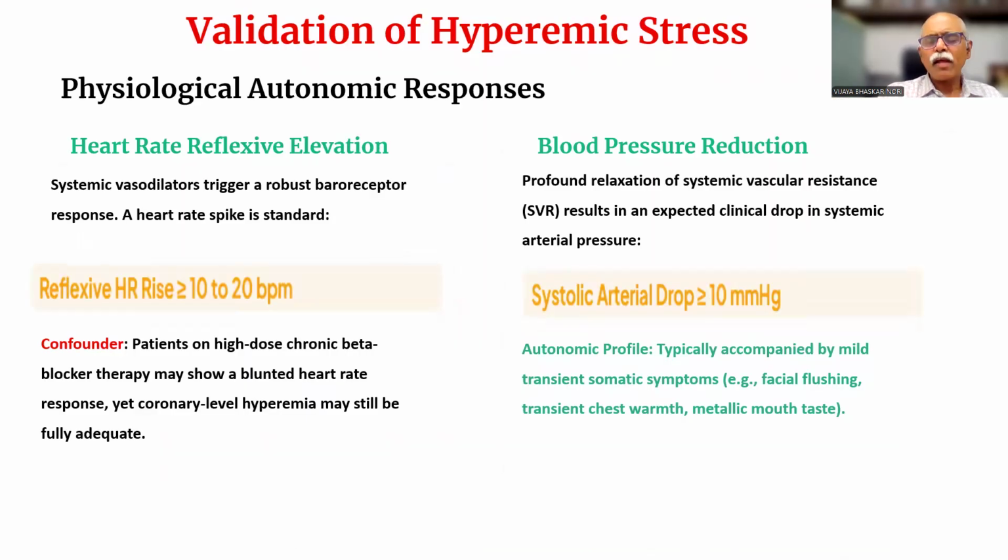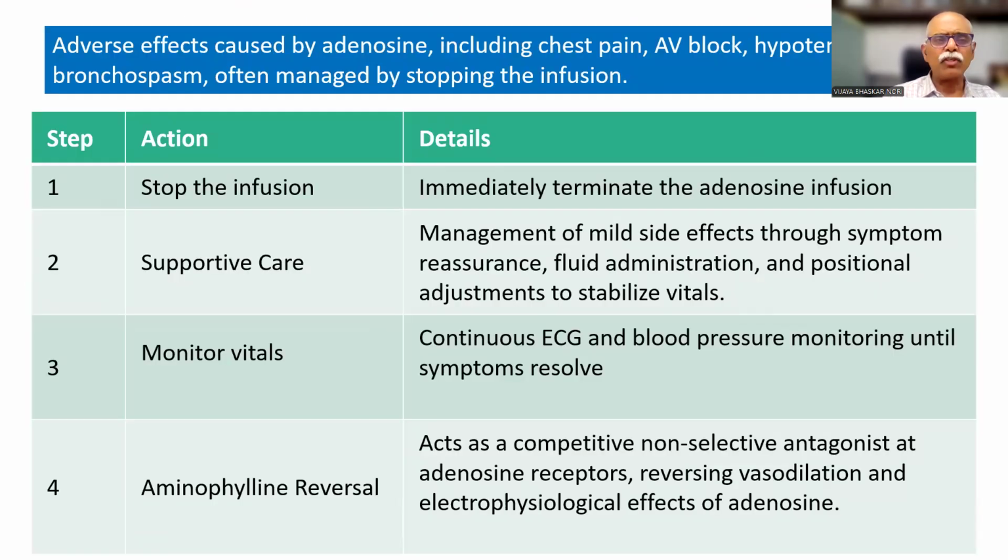So how do you validate hyperemic stress? How do you validate after giving adenosine? Heart rate increased by 10 to 20 beats per minute, systolic arterial pressure drop by less than 10 millimeter mercury, or patient symptoms: facial flushing, transient chest warmth, and metallic taste in the mouth. That is when you have achieved the peak hyperemic stress and start giving the contrast and do the multiple acquisitions.